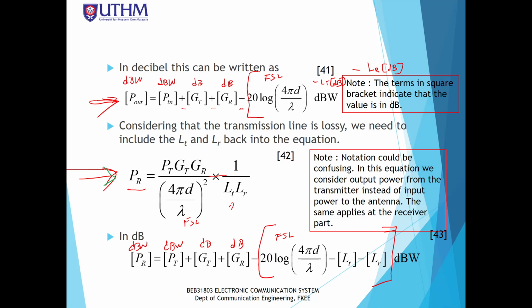Okay. So if, let's say, there's no LT or LR, sekiranya tidak ada LT ataupun LR, you can use up to here. That means P out is also a received power, as I mentioned earlier. If there's no LT or LR, P out is equal to the received power because there's only the free space loss. In the next example, you're going to see that there's only FSL and there is no LT, there is no LR.